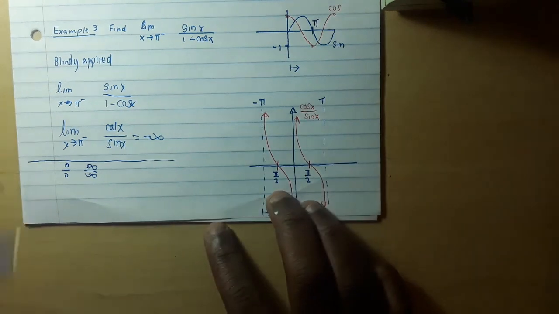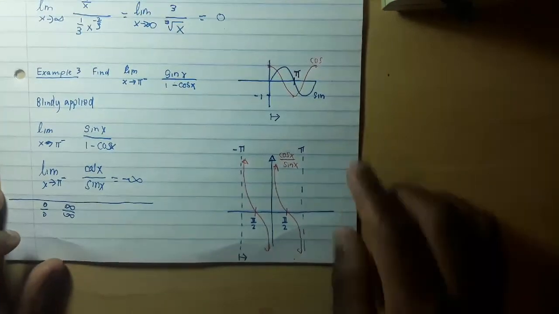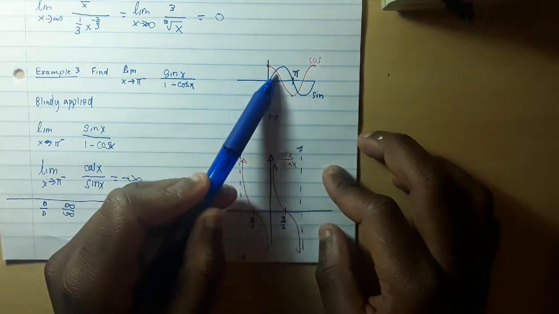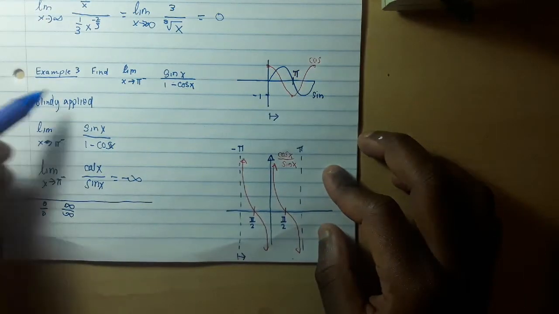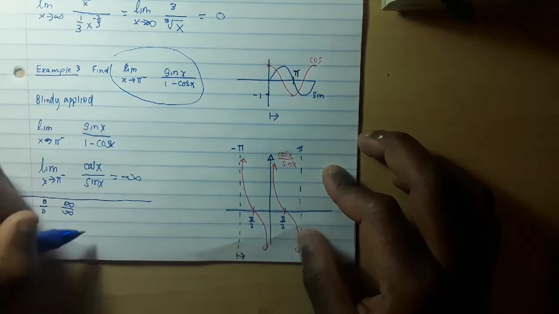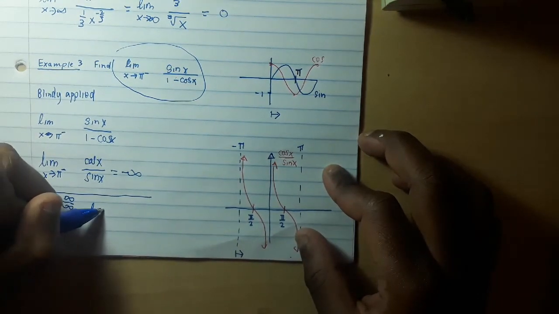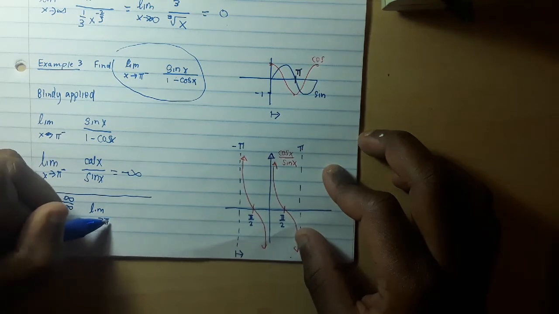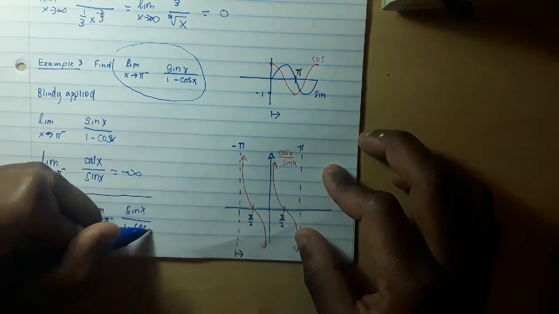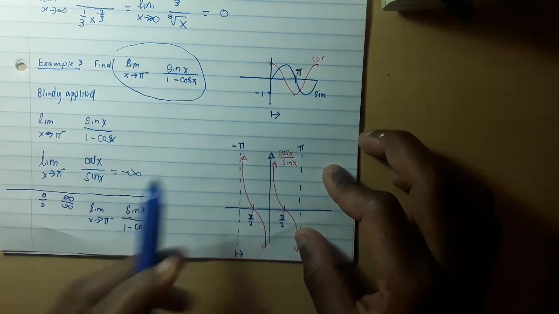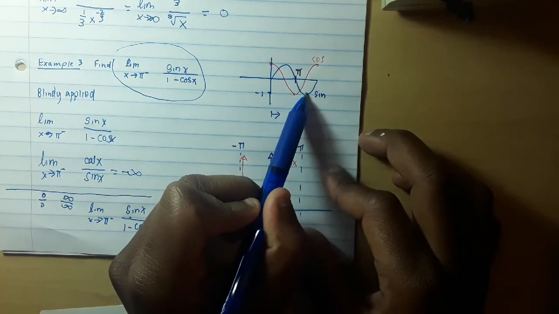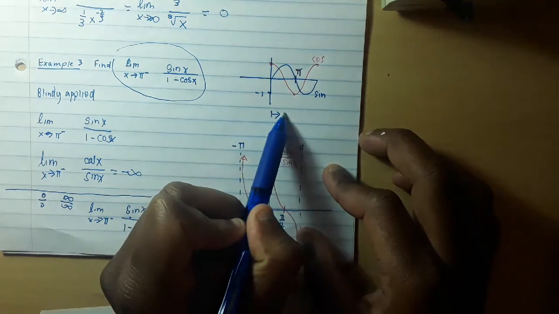But it's not true for this case because if we look here, this is the graph of sine and this is the graph of cos, right? So remember that we want to determine what this limit is. So let's determine what it is. The limit as x tends towards pi on the left side of sine x over 1 minus cos x. Sine x approaching pi on the left side goes towards 0.